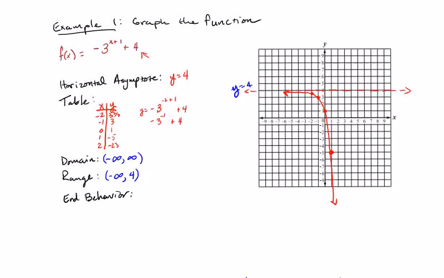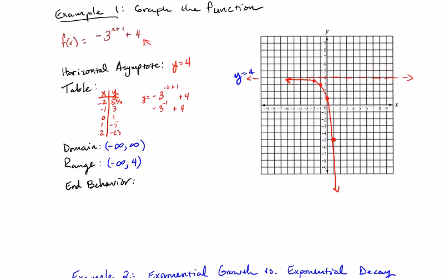Remember, you always go least to greatest with interval notation. You could also say y is not equal to, silly me. You can go y is less than 4.